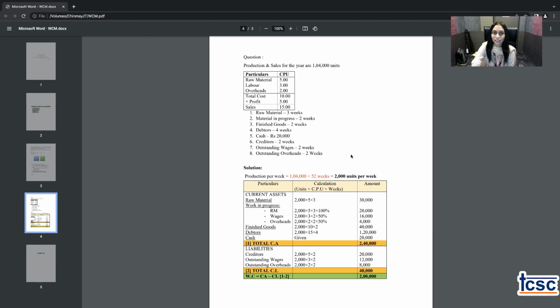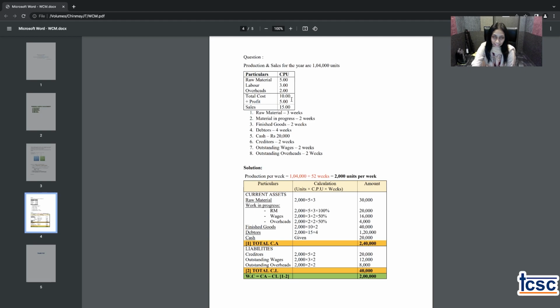They have given us cost per unit. Raw material cost per unit is rupees 5. Labor cost per unit is rupees 3. Overheads cost per unit is rupees 2. So total cost comes to rupees 10, that is raw material plus labor plus overheads, that is 5 plus 3 plus 2. Total cost plus profit would give you sales. Total cost here is rupees 10 plus profit of 5 rupees will give you the selling price of rupees 15.